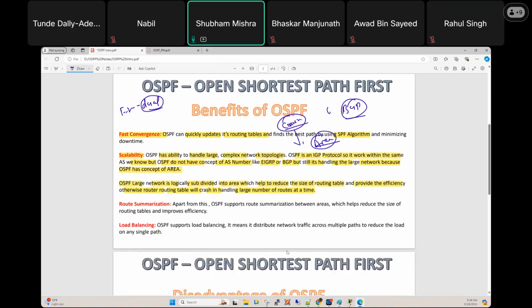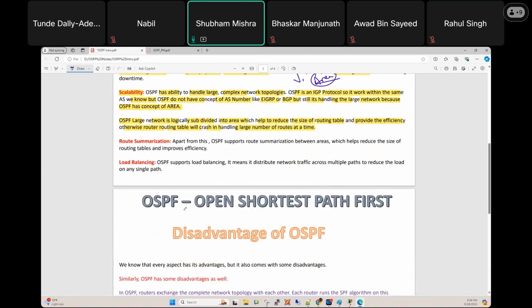Now, come here. See, route summarization. OSPF supports route summarization also. Route summarization means? Anyone? Tell me, route summarization means what?